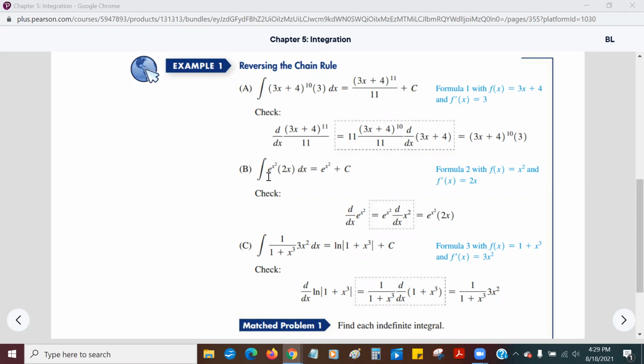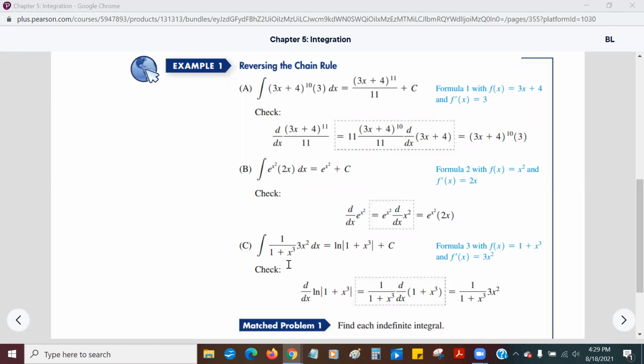How about this one? The integral of e to the x squared times 2x dx. Well, the answer is going to be e to the x squared, because if I take the derivative of e to the x squared, I get e to the x squared times the inner derivative, which is the derivative of x squared, which is 2x. And again, that's exactly what it's saying right over here.